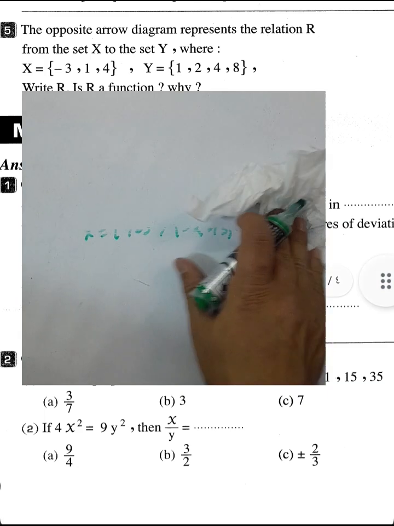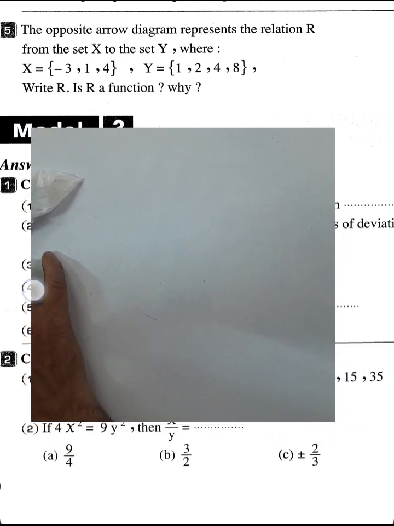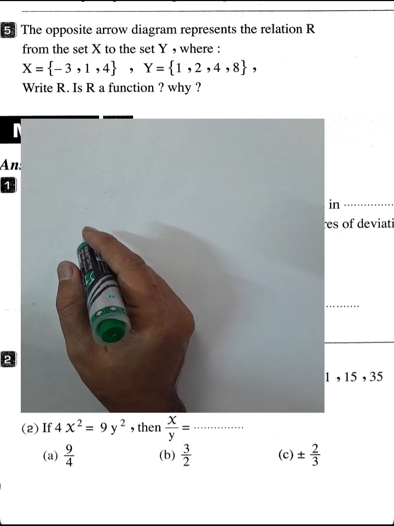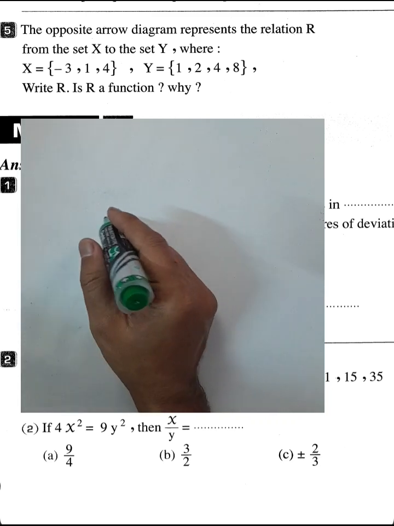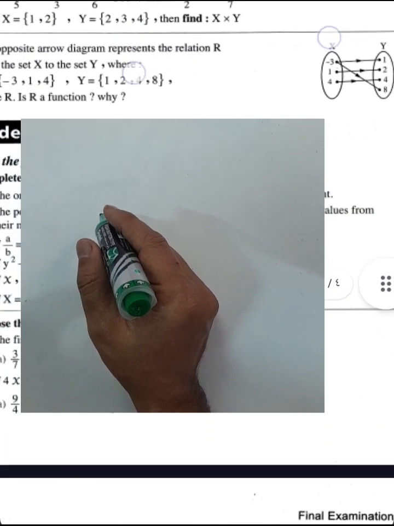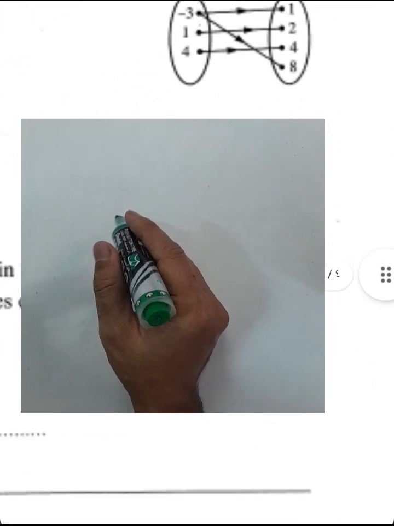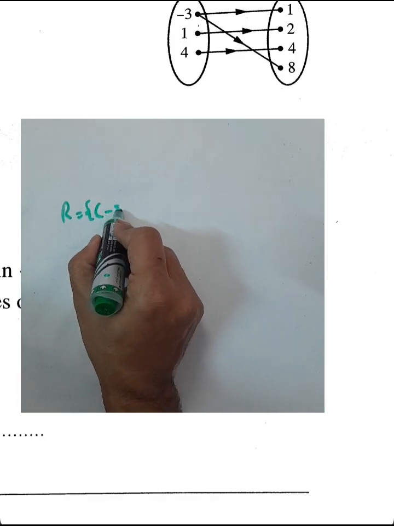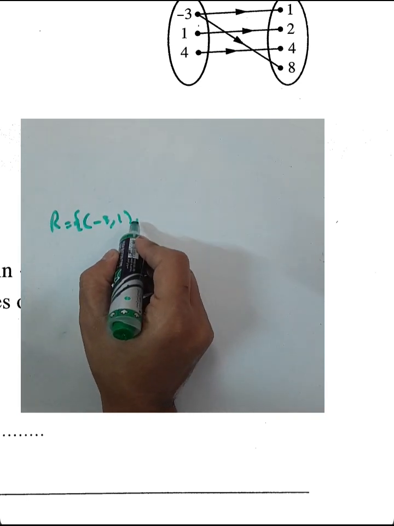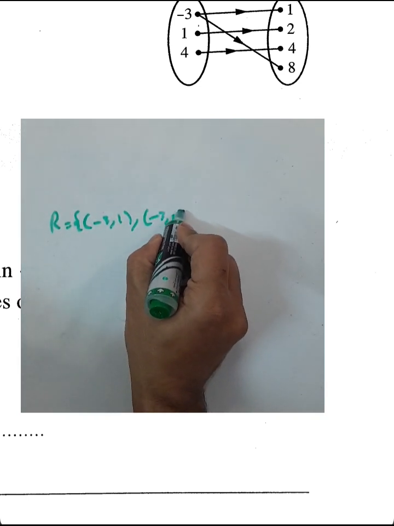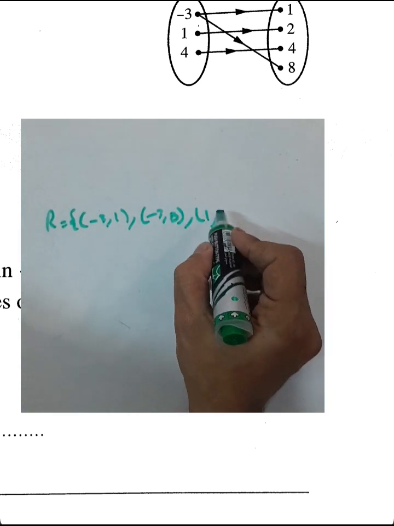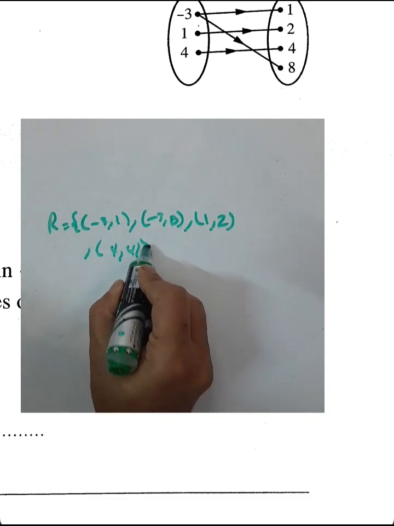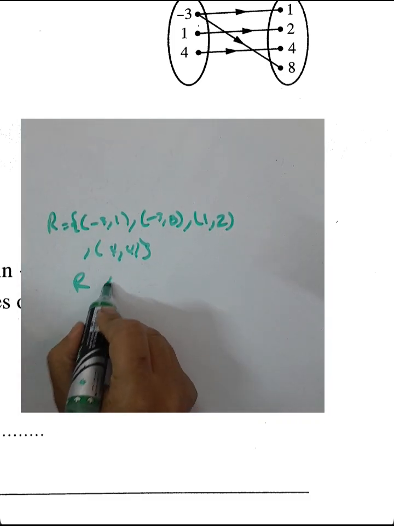Next example. Here we have x and y. We want to find the relation between x and y. Is r a function or not? Okay, we have the arrow diagram here. You can write the relation between x and y. Here we have 3, -3. The first -3 goes to 1, and -3 goes to 8, and then 1 goes to 2, and 4 to 4. Okay, is it a function or not?